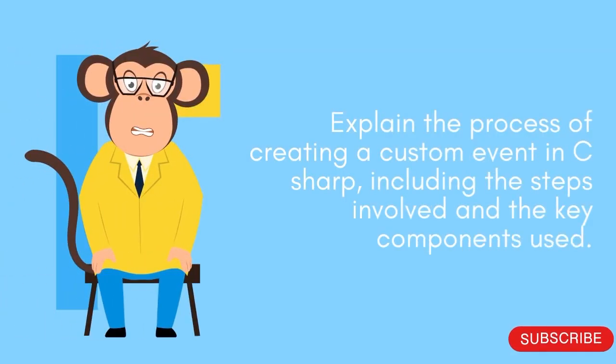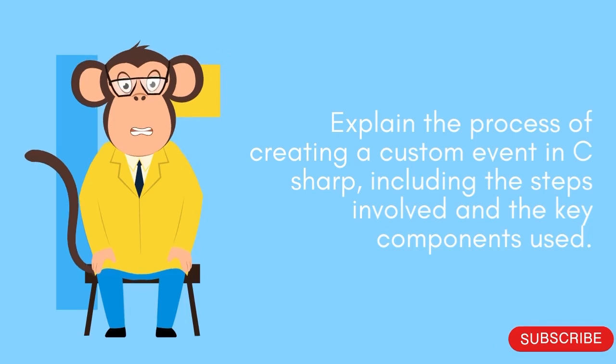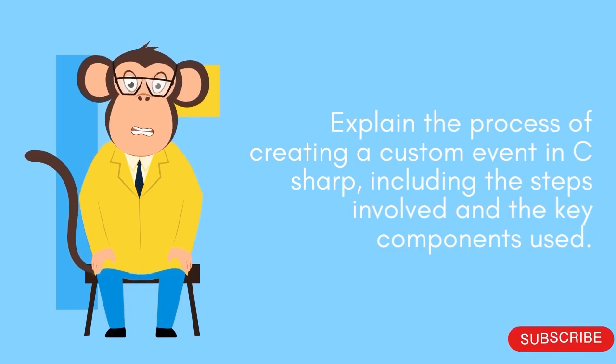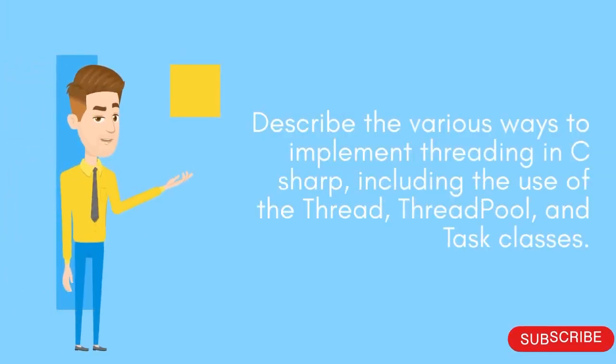Explain the process of creating a custom event in C#, including the steps involved and the key components used. Describe the various ways to implement threading in C#, including the use of the Thread, ThreadPool, and Task classes.